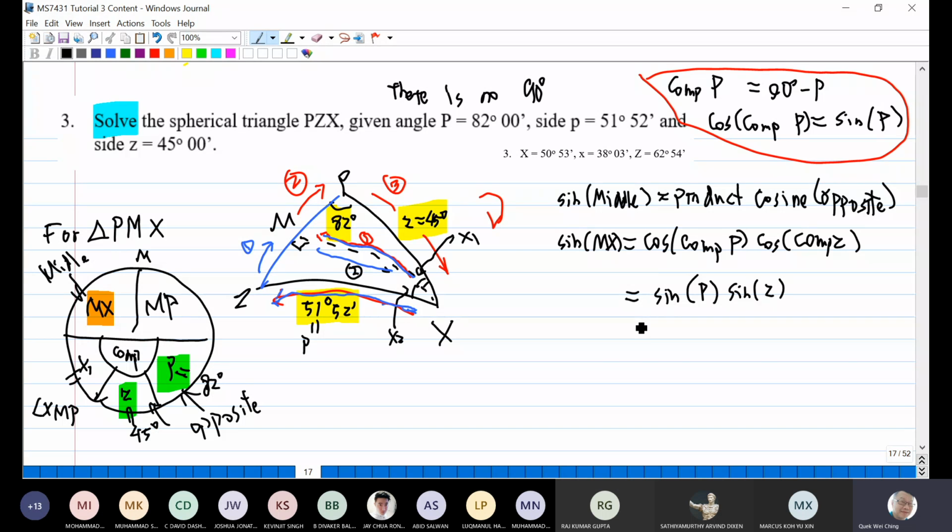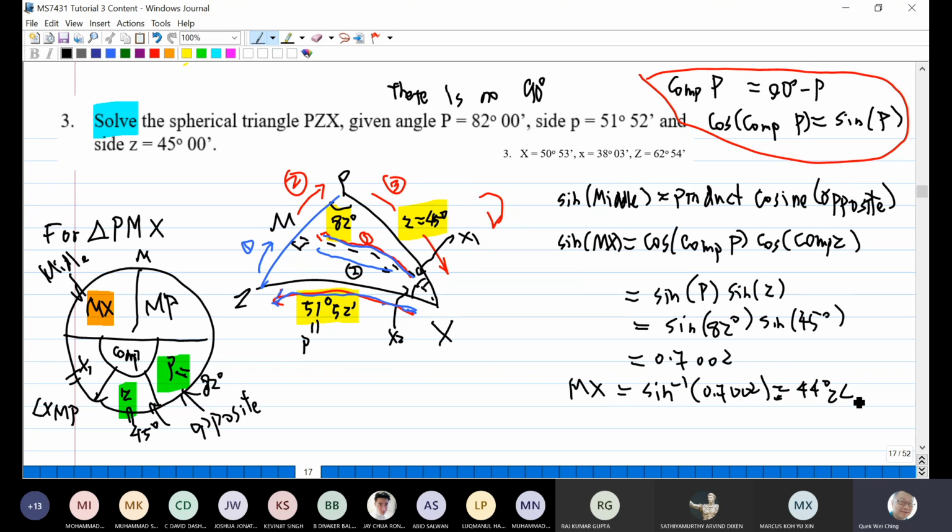So you put in the information, sine 82 degrees. P is 82 degrees. Z is 45 degrees. So you can find MX now. MX now is actually 44 degrees 24 minutes. This is 0.7002. So MX here is sine inverse 0.7002. You get 44 degrees 24 minutes here.